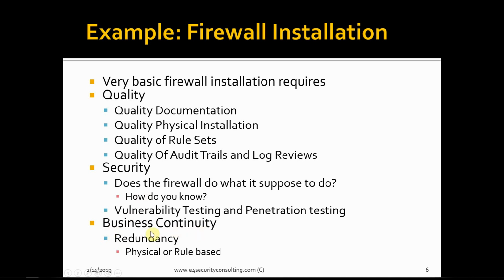And business continuity: we ask a simple question when we install this firewall. Does this firewall have redundancy? Do you have a second firewall? Does it have a UPS? Does it have physical redundancy, or is it a rule-based redundancy? Does it have a proper rule set, the quality of the rule set we were talking about here? If one rule fails, does the other rule take over? And that also goes under the quality review, security review, and business continuity review.